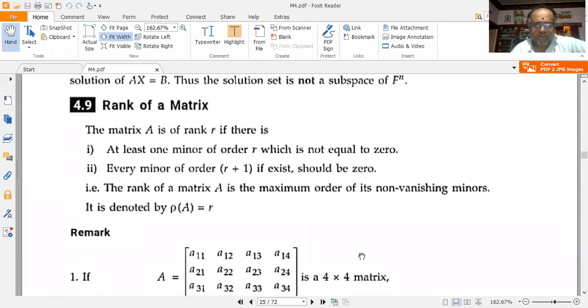So without much ado, we shall state this important statement: the matrix A, may it be rectangular or may it be square, is having a rank denoted as R if there is at least one minor of order R which is not equal to 0, and every minor of order R plus 1, if it exists, should be equal to 0. That is, the rank of a matrix A is the maximum order of its non-vanishing minors. It is denoted by rho of A equal to R. This you would have studied in engineering maths 1.